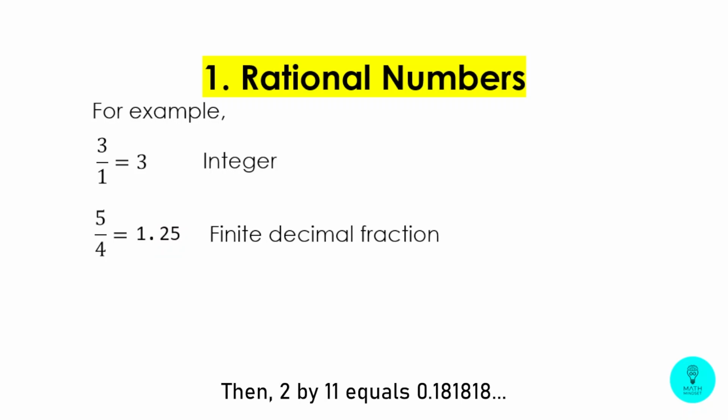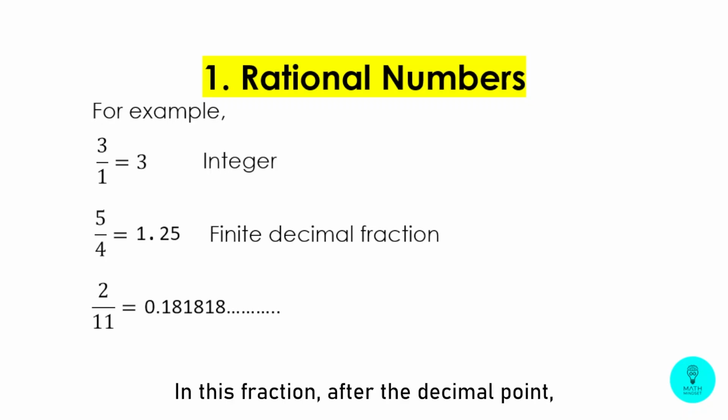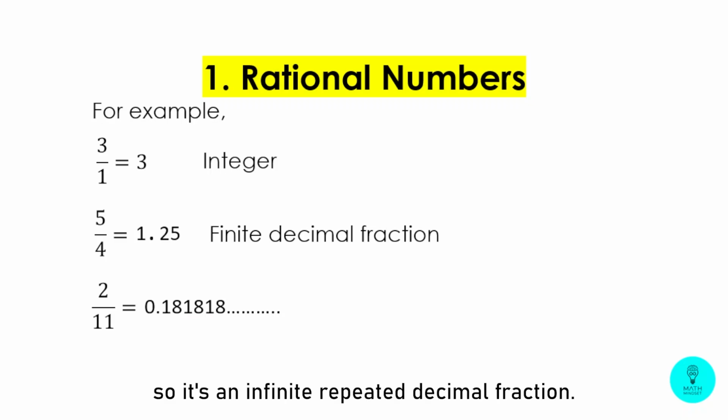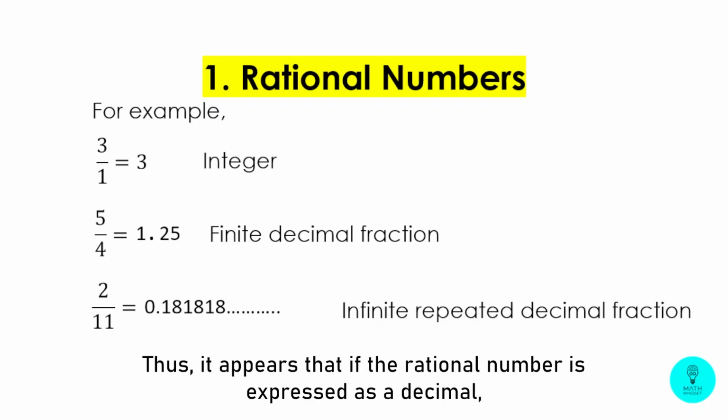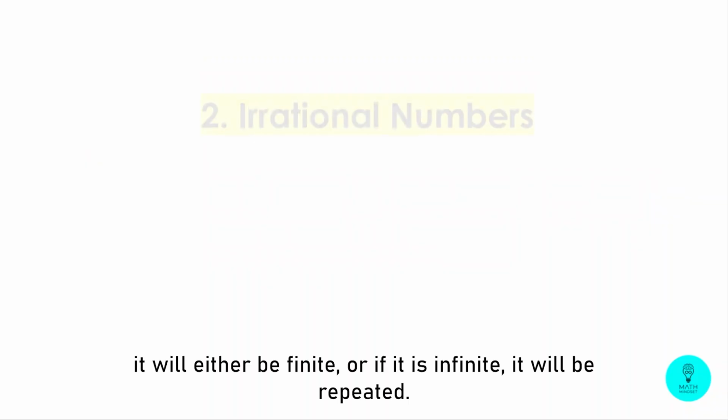Then 2 by 11 equals 0.181818. In this fraction, after the decimal point, the digits 1 and 8 appear together repeatedly without end. So it's an infinite repeated decimal fraction. Thus, it appears that if the rational number is expressed as a decimal, it will either be finite, or if it is infinite, it will be repeated.